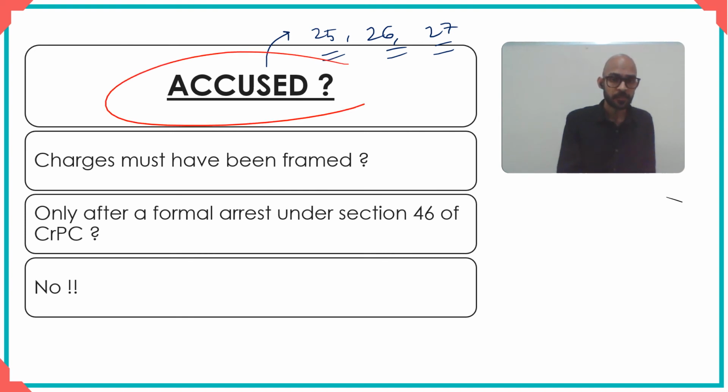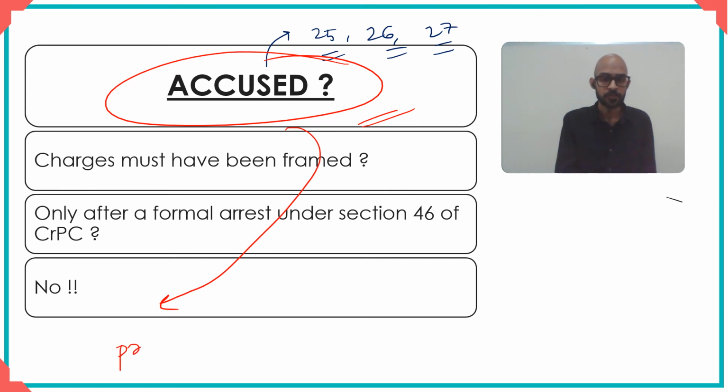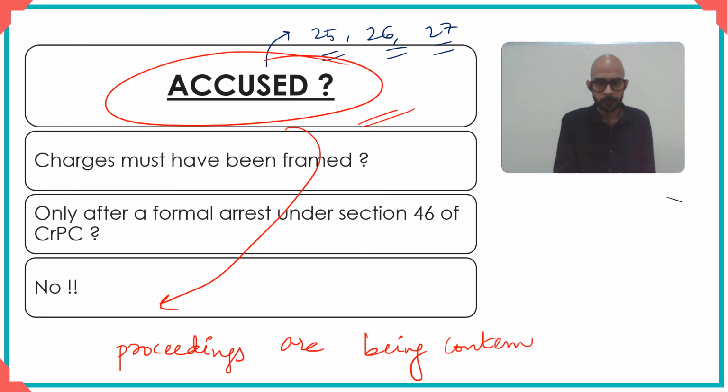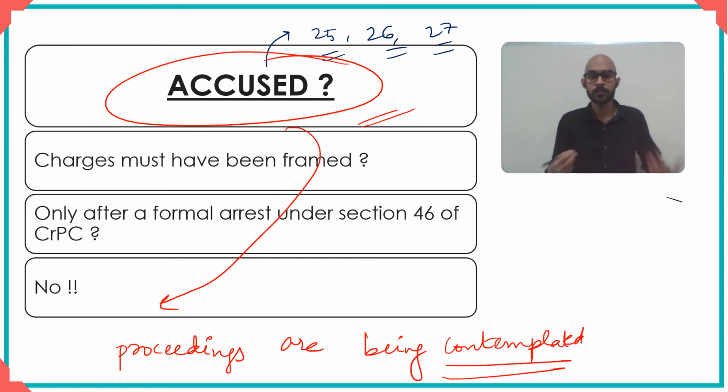Accused is not something that has to be seen so strictly. You can think of it like this: the accused is a person against whom the proceedings are being contemplated. Which means it is being contemplated, it is being thought over to have proceedings against this person, maybe because he is suspicious, and therefore it is believed that proceedings must be initiated.